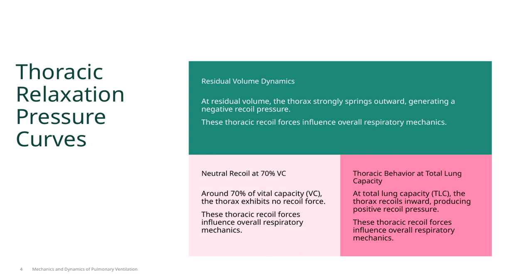Finally, when we look at the thoracic behavior at total lung capacity, or TLC, the maximum amount of air the lungs can hold, the situation reverses. Here, the thorax recoils inward, producing a positive recoil pressure. This inward movement helps us understand the elastic properties of the lungs and chest and how they contribute to the mechanics of breathing. Throughout all these points, what's most important to remember is that the recoil forces, whether outward at low volumes or inward at high volumes, are fundamental in shaping the overall respiratory mechanics.